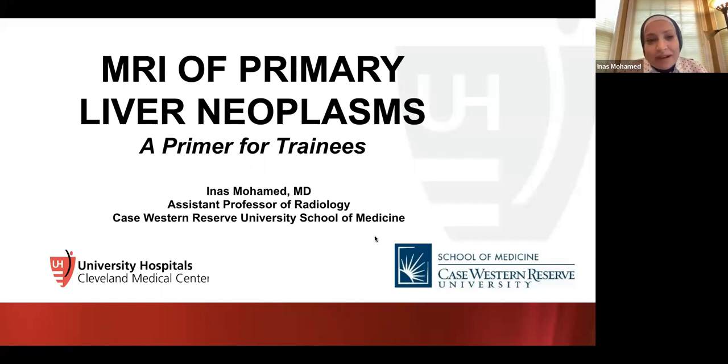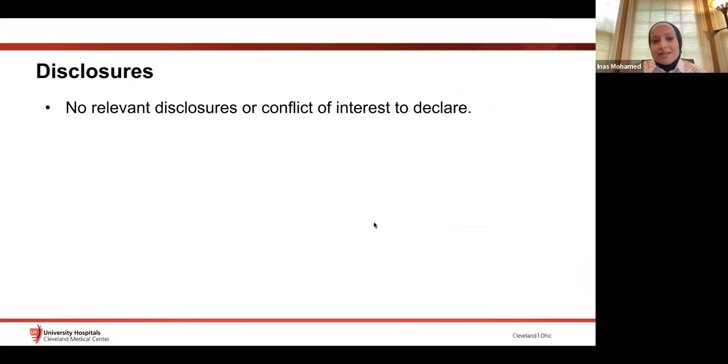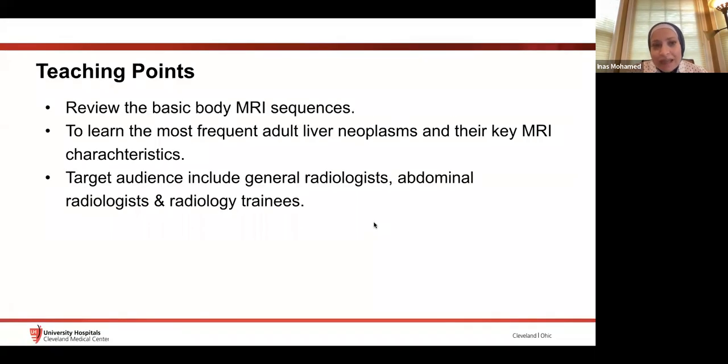So we are going to talk about MRI of primary liver neoplasms. It's an introduction to basic liver neoplasms and how they look on MRI. There is nothing to disclose.